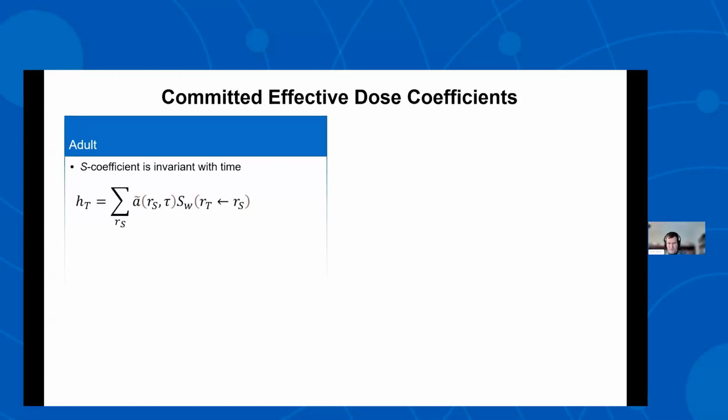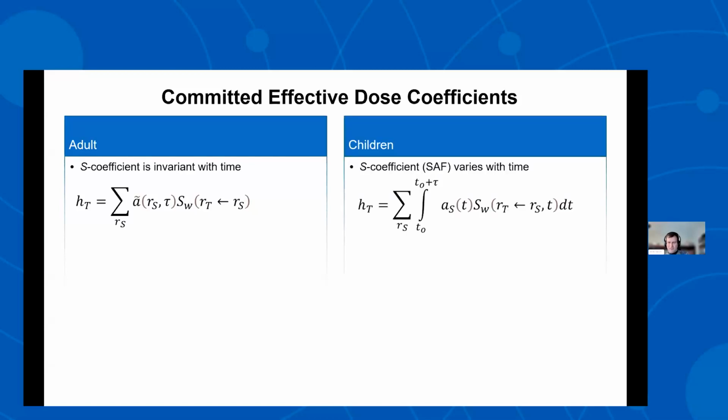all the source regions. Our reference children, however, are growing after their intake. Therefore, the S coefficient is varying with respect to time. So we need to integrate the product of the activity and the S coefficient over that commitment period.